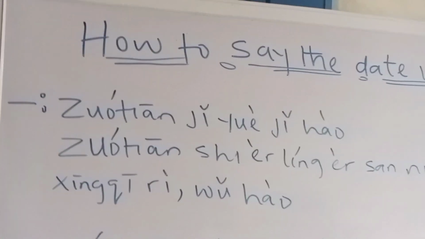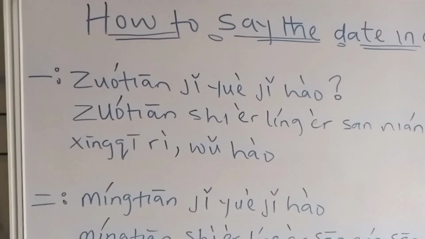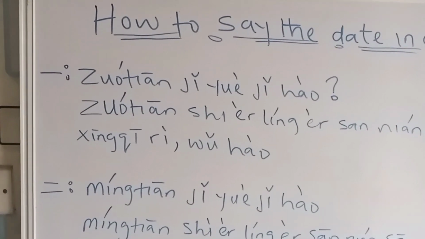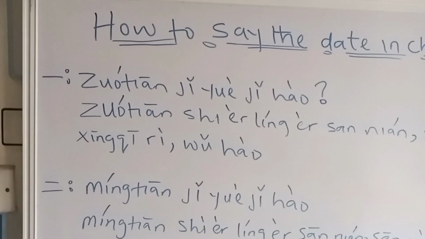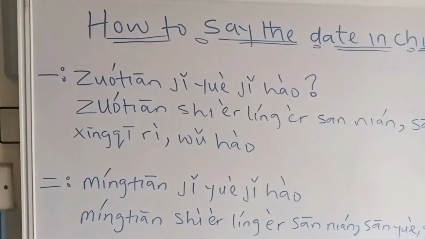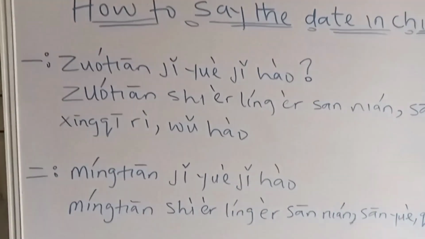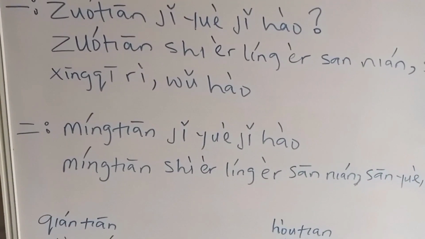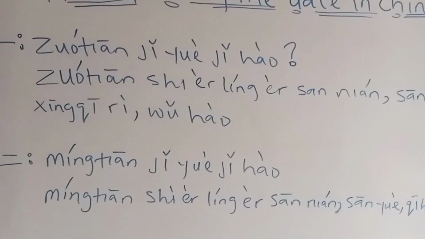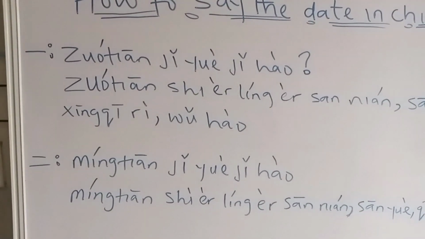So my sentences are, I asked 昨天几月几号? And this means, what was yesterday's date? 昨天 is yesterday. We have learned 今天. 今天 is today. And 昨天 is yesterday. Number 2 is 明天. 明天 is tomorrow. I used these 2 on purpose. I want to teach us how to say yesterday and how to say tomorrow.